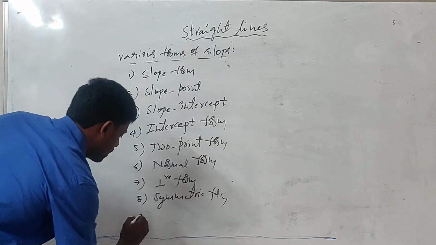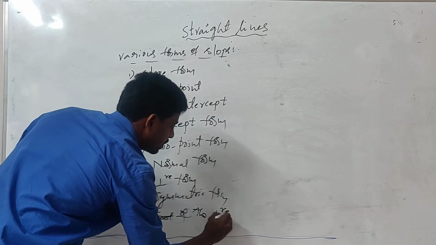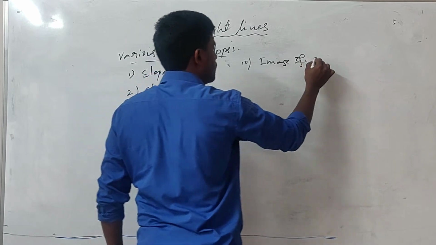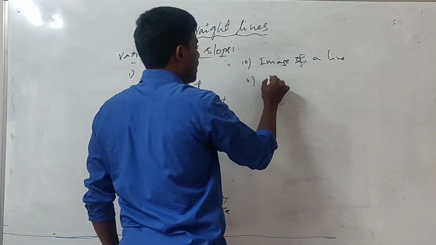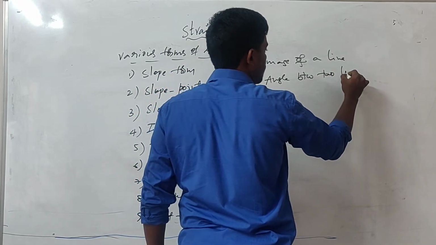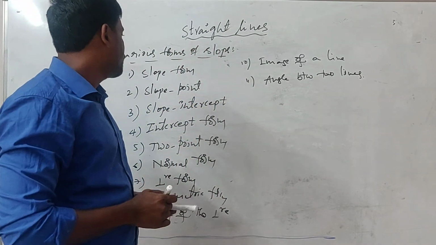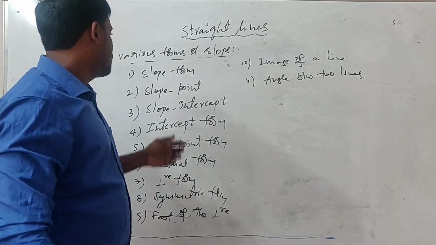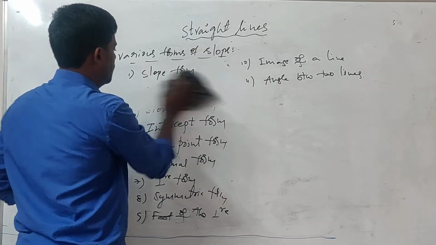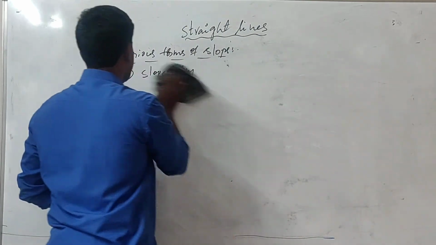So next case, foot of the perpendicular. Next, image of a line. In between this, angle between two lines. So a number of cases are there to explain. So first of all, we will learn about the starting forms. Come to know about slope form.